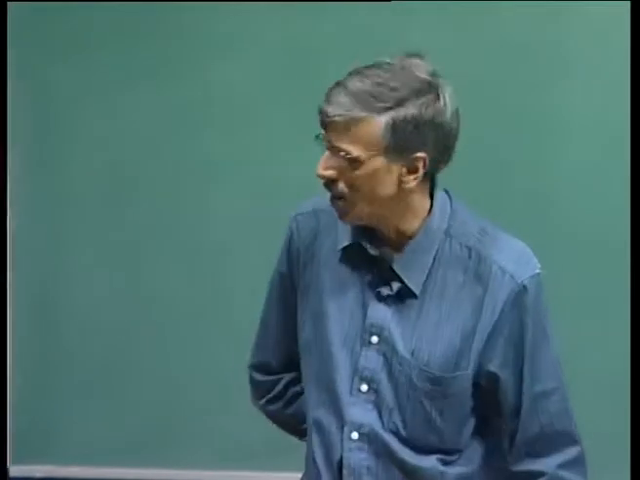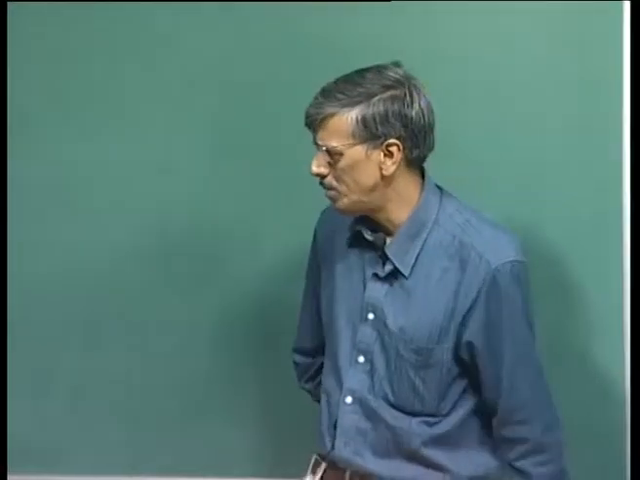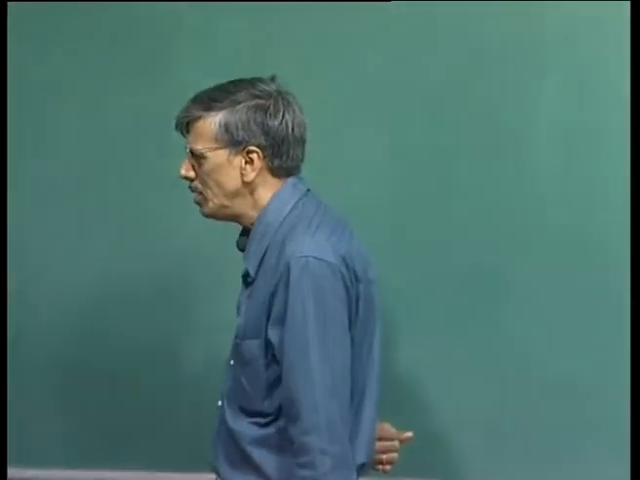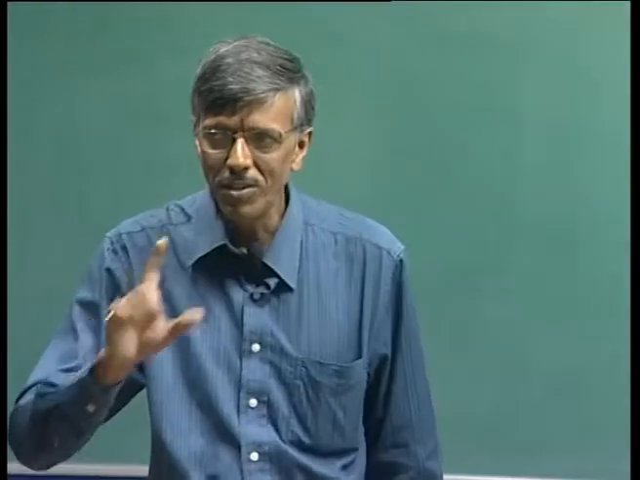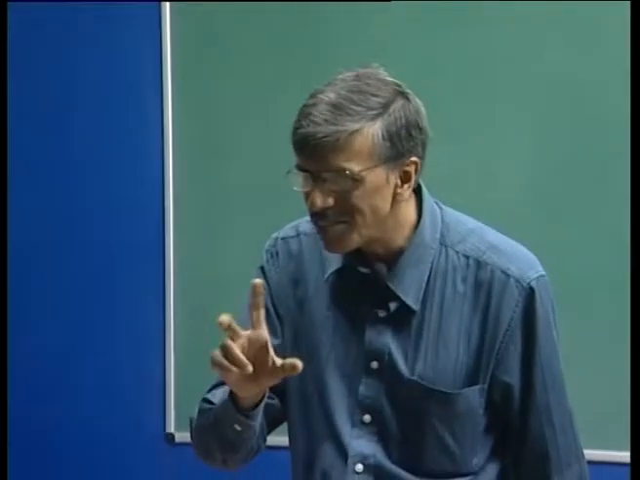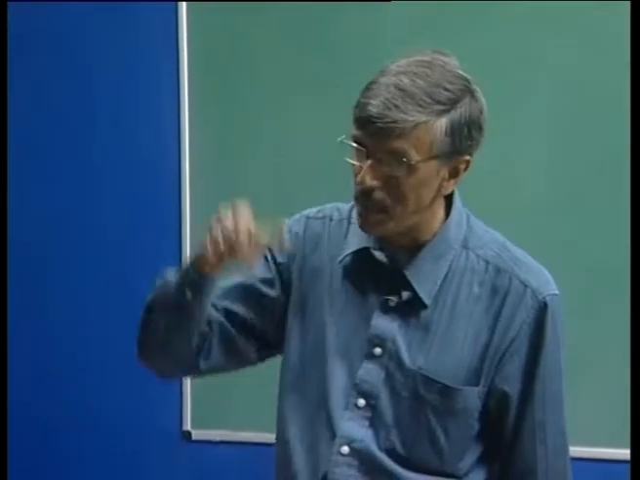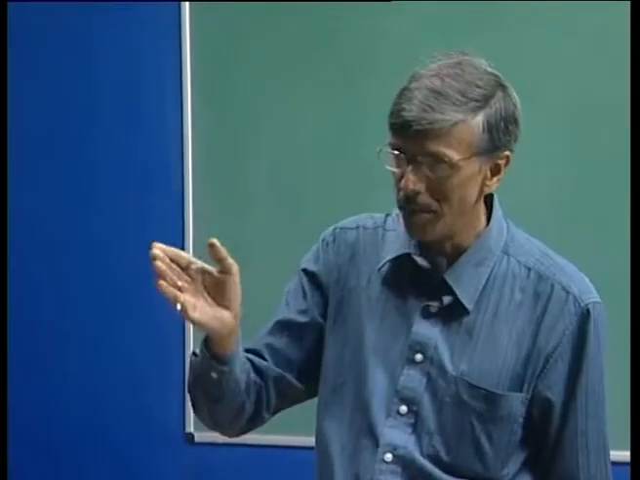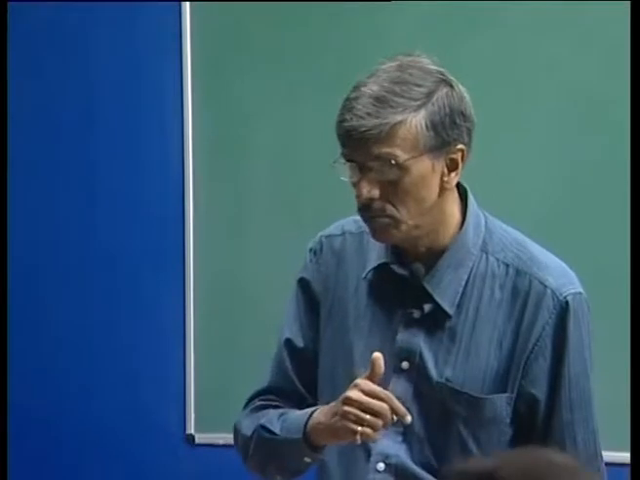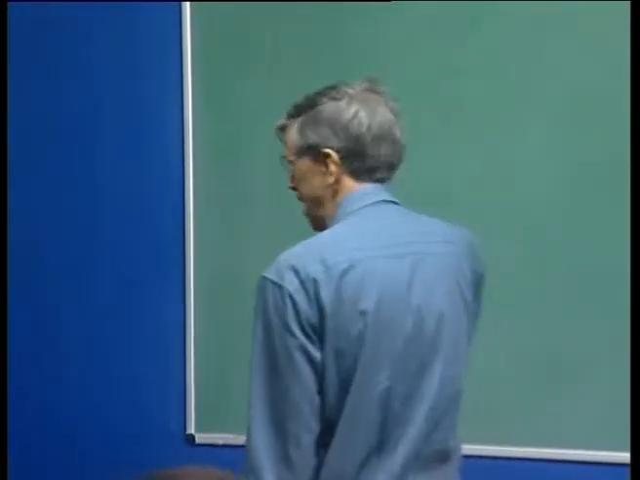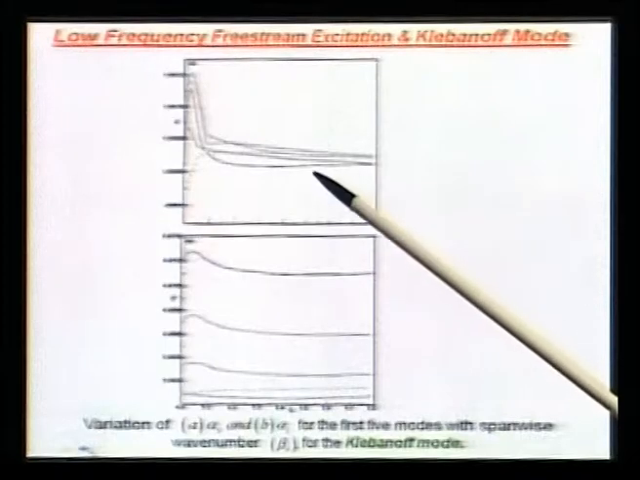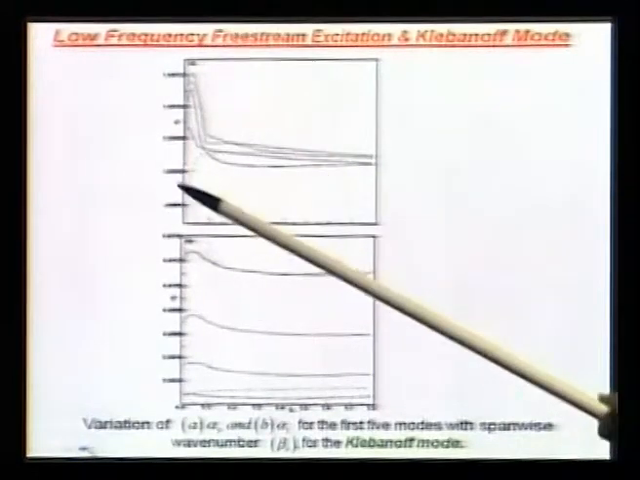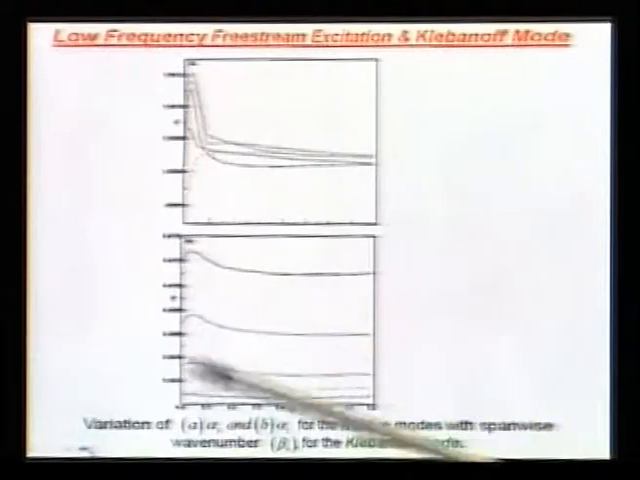Okay. So now these are what? These are your Klebanoff modes. Why? Because you have put in your omega naught some values which are less than that table I showed, maybe less than 0.002, and then I calculated these 3-dimensional modes, the first 5 modes. This is the real part of the spanwise wave number, this is the imaginary part.